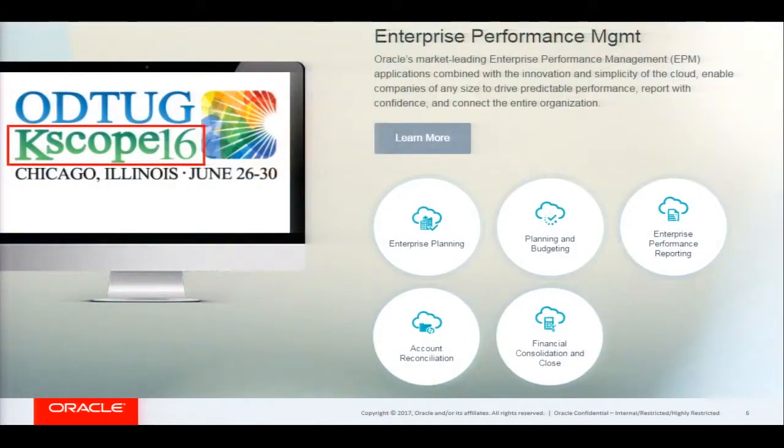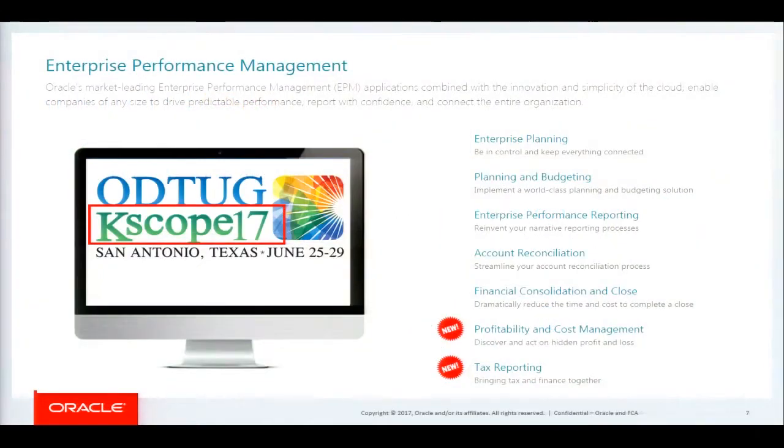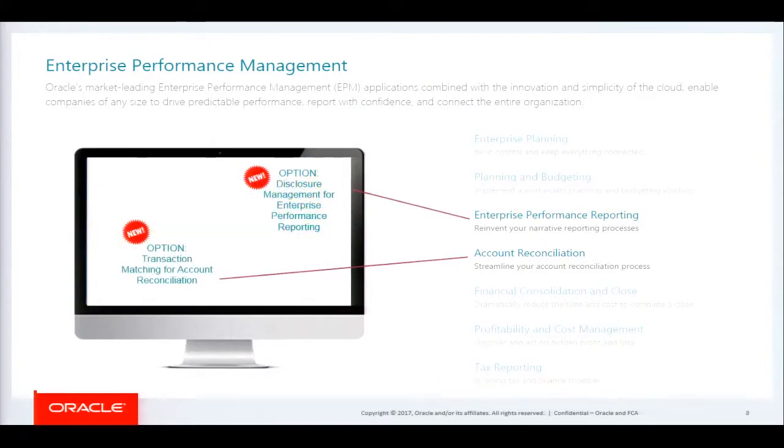So we're going to start with where we were last year. Last year when we introduced EPM Cloud Infrastructure and Security at Kscope, we had 5 services. Here they are. This year, we've been a little bit busy. We got a few more. We have Profitability and Cost Management. We have Tax Reporting Cloud Service. We also have a bunch of new options.